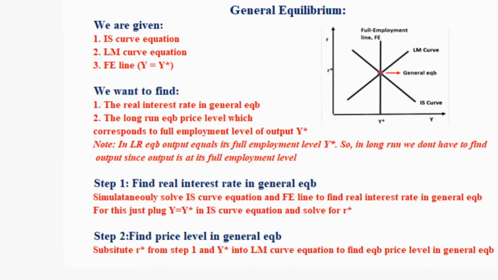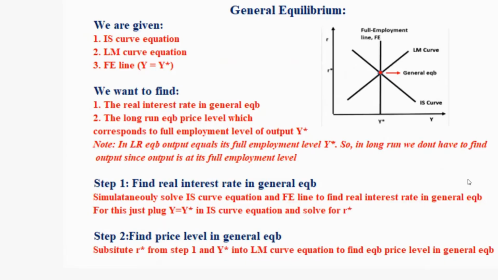Here we don't need to find the output in general or long-run equilibrium, because we know in the long run or general equilibrium, output is equal to its full employment level. So that's why we don't need to find it. So now how will we go about finding our real interest rate and price level in long-run or general equilibrium? Step one is that we'll first find the real interest rate in general equilibrium.